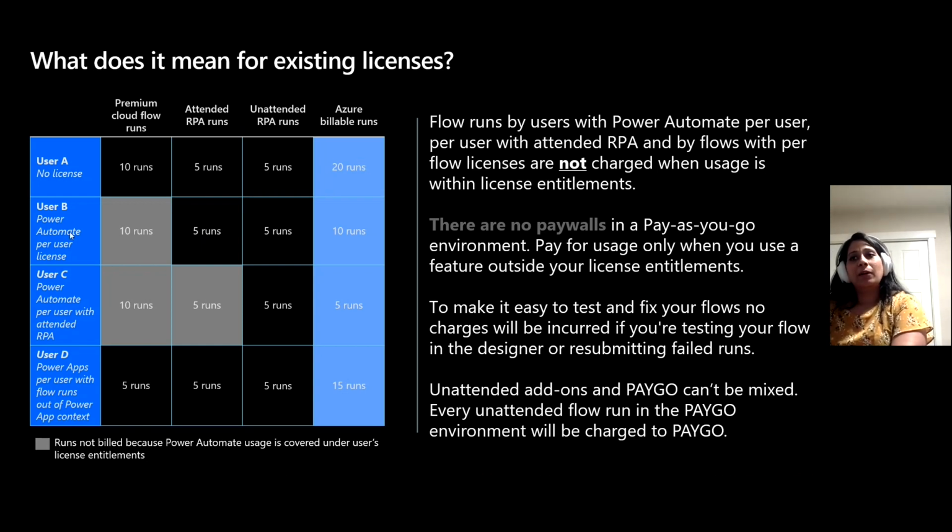For user B, who has a Power Automate per user license, they had 10 premium cloud flow runs, and the Power Automate per user license has an entitlement for cloud flow runs, so that's why it is grayed out here. So these 10 runs will not be charged. But if the same user used RPA or unattended RPA, because those are not included in the entitlements, you will see them billed to the Azure subscription.